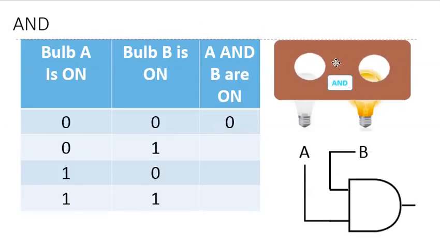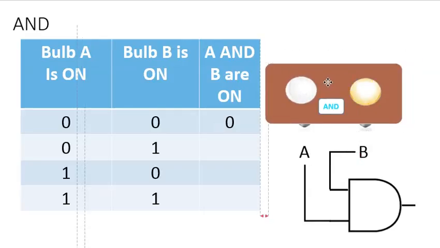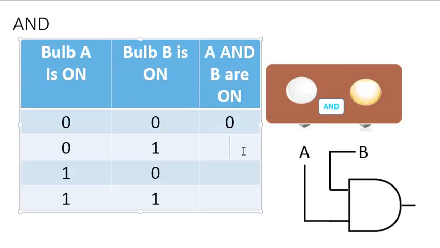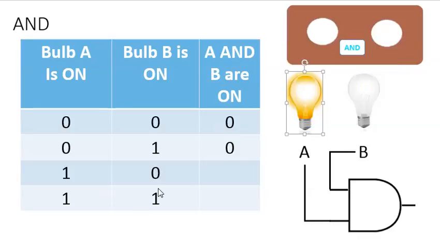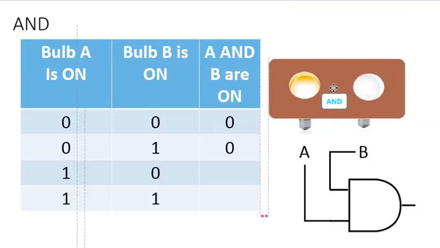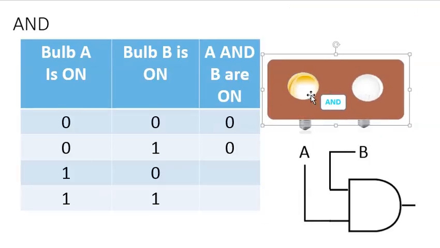Right, looking at it through the perspective of the AND goggles, A and B are on. False. A and B are not both on. Permutation number 3. Bulb A is on, is true. Bulb B is on, is false. Let's have a look at it through the AND goggles. A and B are on, false.